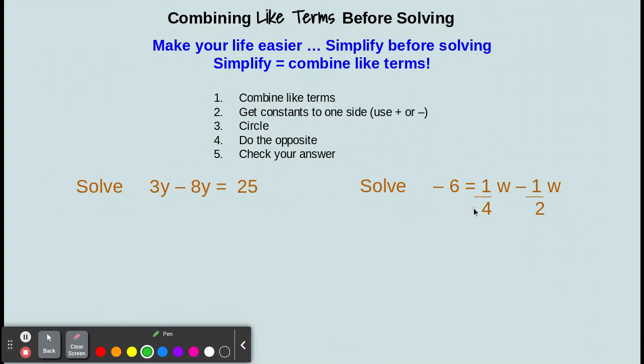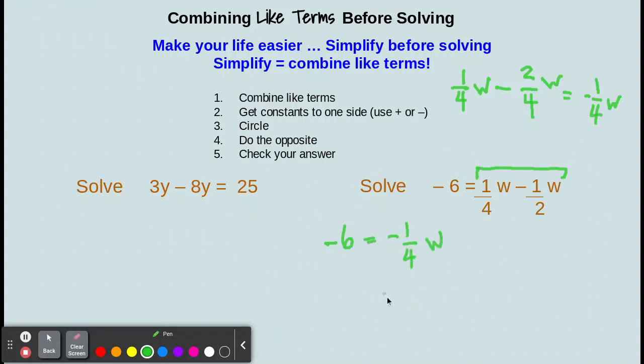Negative 6 equals 1/4 w minus 1/2 w. Well, these both have a w to the first power, so let's combine those like terms. 1/4 w minus something w. We want this 1/2 to have the same denominator as the 1/4. So what is 1/2 in fourths? It's the same as 2/4, right? All right, so 1/4 w minus 2/4 w gives you a negative 1/4 w. So our equation now becomes negative 6 equals negative 1/4 w.